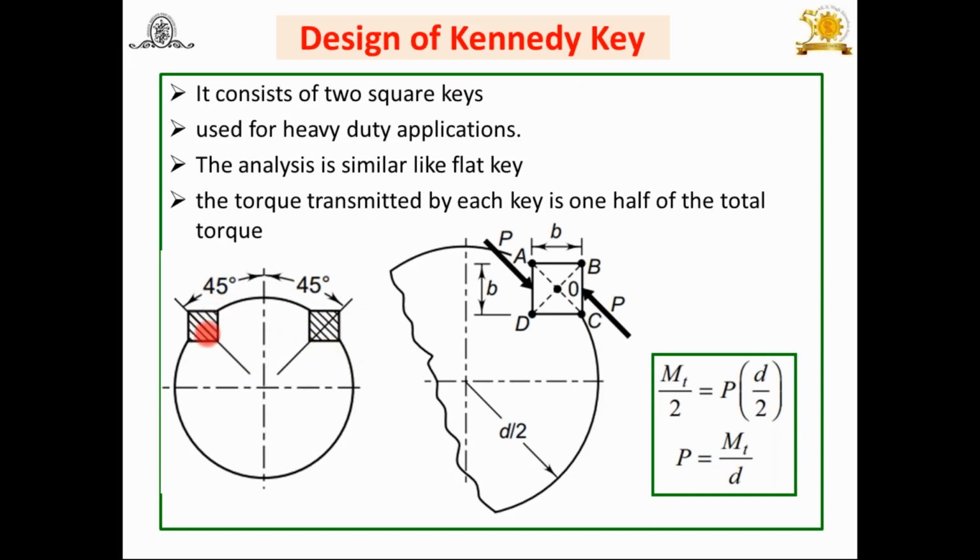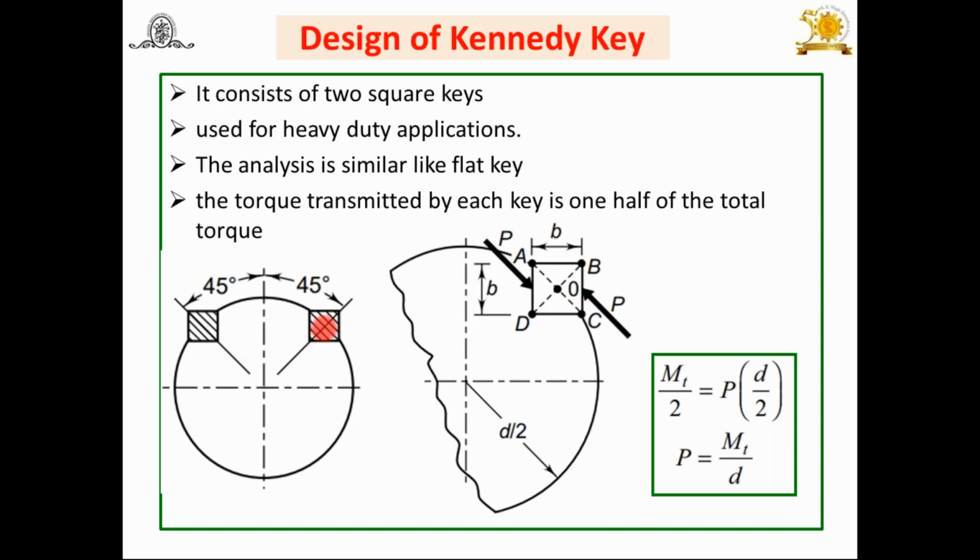Again, look at this, how here the diagonal of the key is tangential to the outer diameter or the diameter of the shaft. That is important. While constructing, you have to take care here. And the cross section of these keys is square. That's why we can say Kennedy key is nothing but two square keys located at 90 degree.